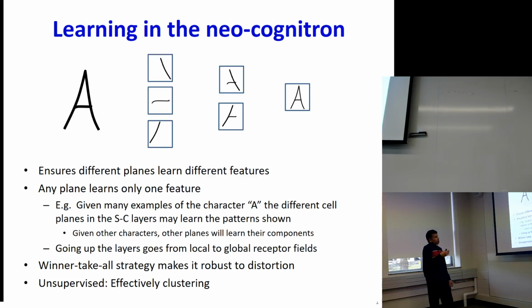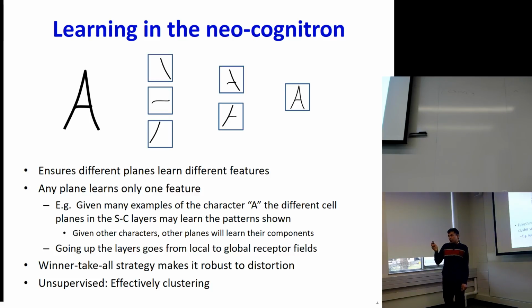So given many examples of the character A, the different cells in the cell planes in the SC layers may learn patterns like these. The first layer may learn those strokes. The second layer begins learning more complex structures. The third layer begins to learn the actual characters and so on. And because you have a winner-take-all strategy when you're learning, which means that of all the planes, you're always picking only one plane to update, the whole thing has made it quite robust to distortion.